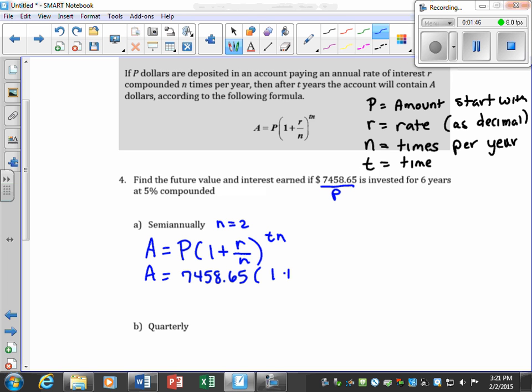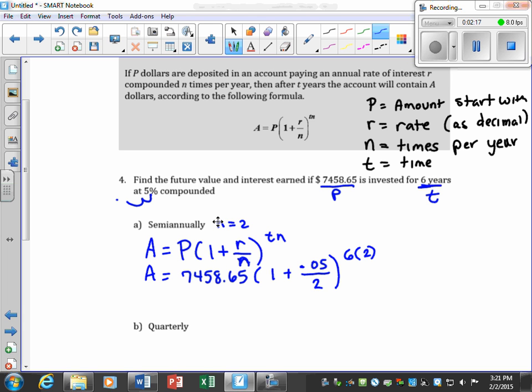Parenthesis 1 plus our rate is 5%, which as a decimal, when you write a percent as a decimal, you move it 2 places to the left, so that actually becomes 0.05 over, we're looking for our N, and we said our N is 2 because it was semi-annually. The time, T, is 6 years, so 6 times N, which our N is 2.